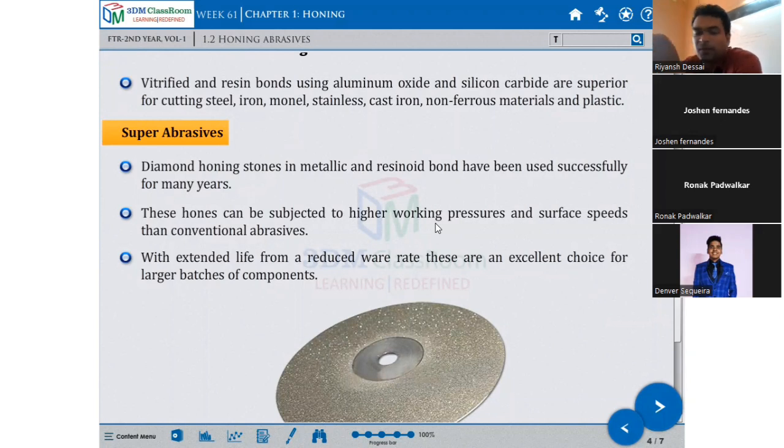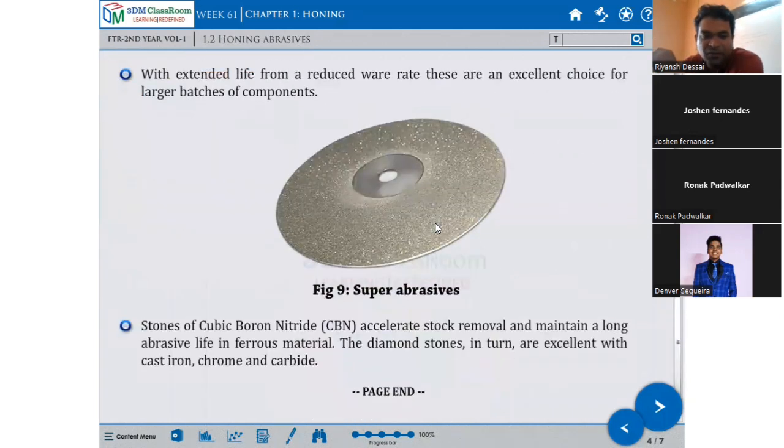So take a super abrasive mineral. The stone of cubic boron nitride accelerates stock removal and maintains long abrasive life in ferrous metal. The diamond stone in turn is excellent with cast iron, chrome and carbide. So basically this is used where diamond stone is excellent, in cast iron, chrome and carbide.